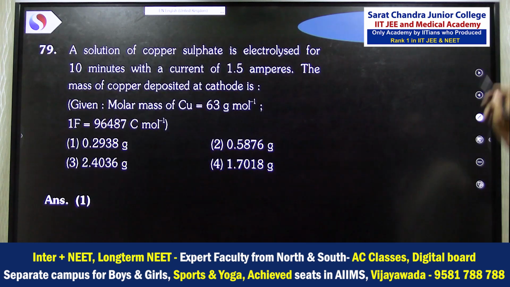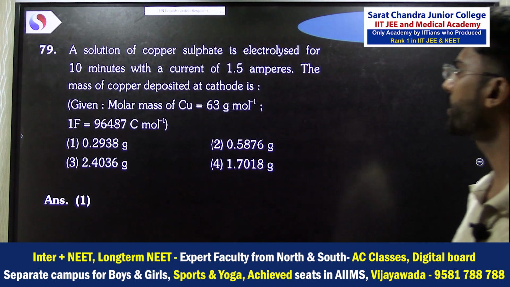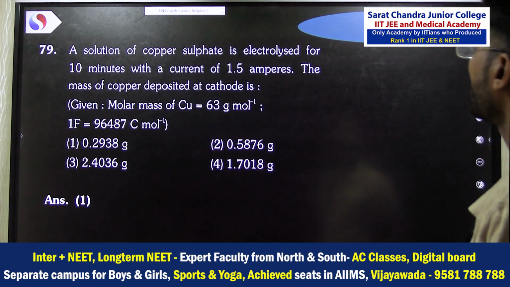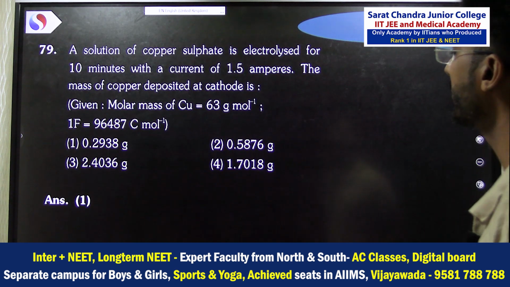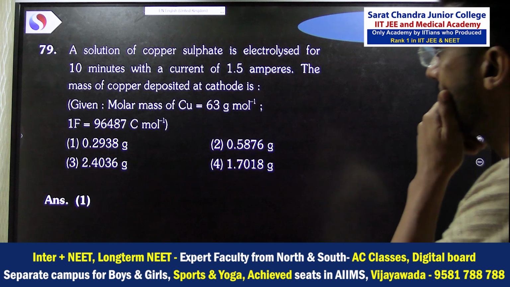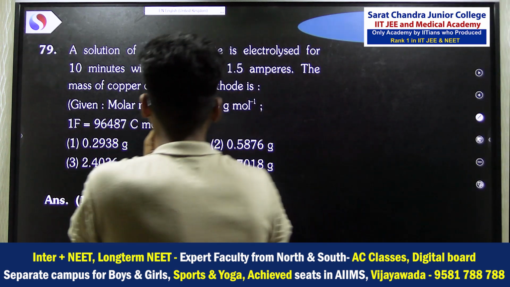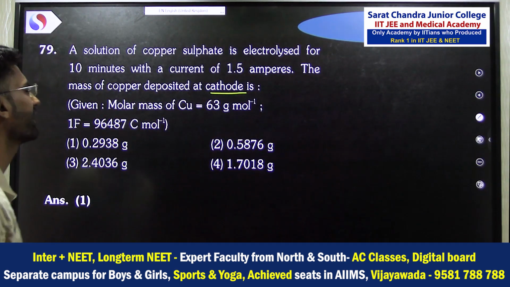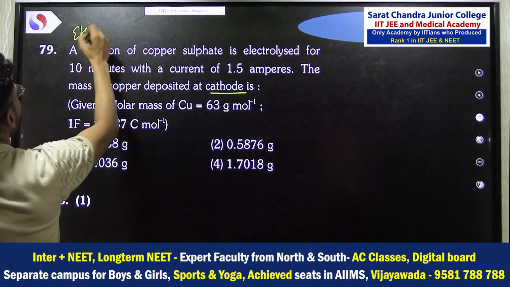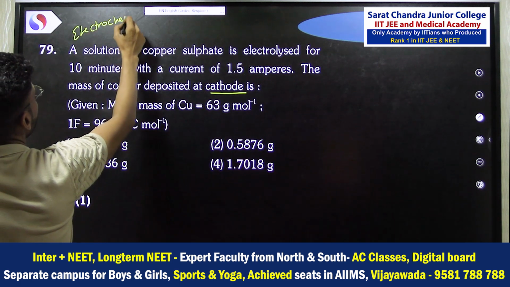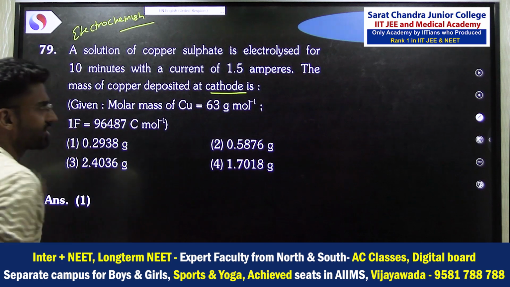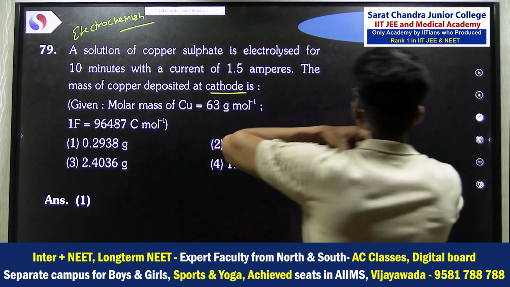So next question. A solution of copper sulfate is electrolyzed for 10 minutes with a current of 1.5 ampere. Find the mass of copper deposited at the cathode. Okay, this is again electrochemistry, a simple, formula based question. I know Faraday's second law.